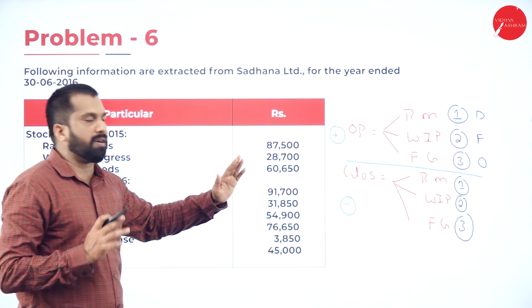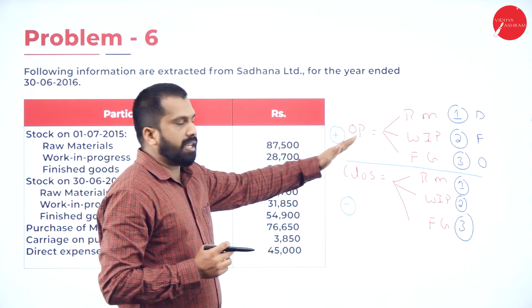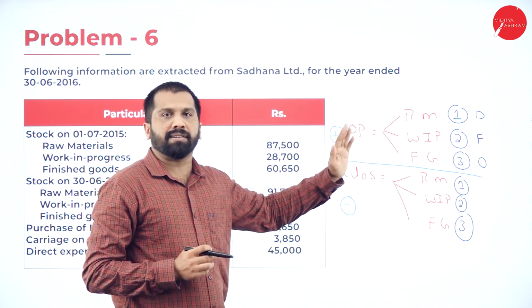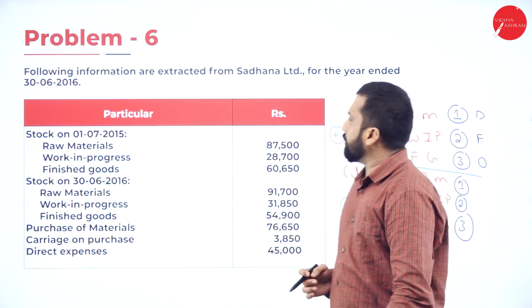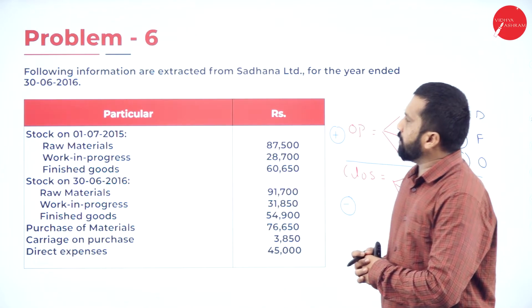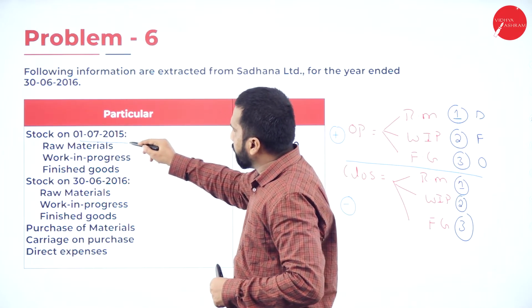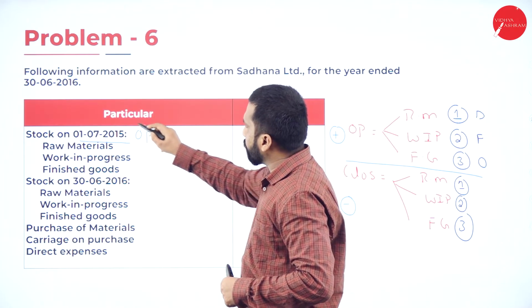In your question paper, if you get these things, it will go in the following manner. Now, in this stock we have 1/7/2015, which means all are opening stock.